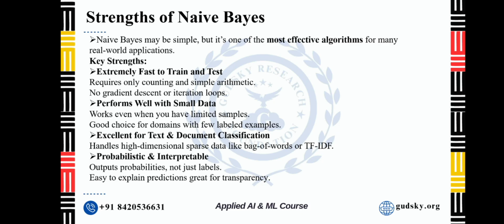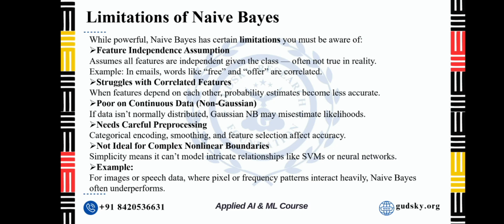So this is what the strengths of naive Bayes. If we go for limitations of naive Bayes, of course no algorithm is perfect and naive Bayes has limitations too. Let's look at some key drawbacks so we know when not to use it.